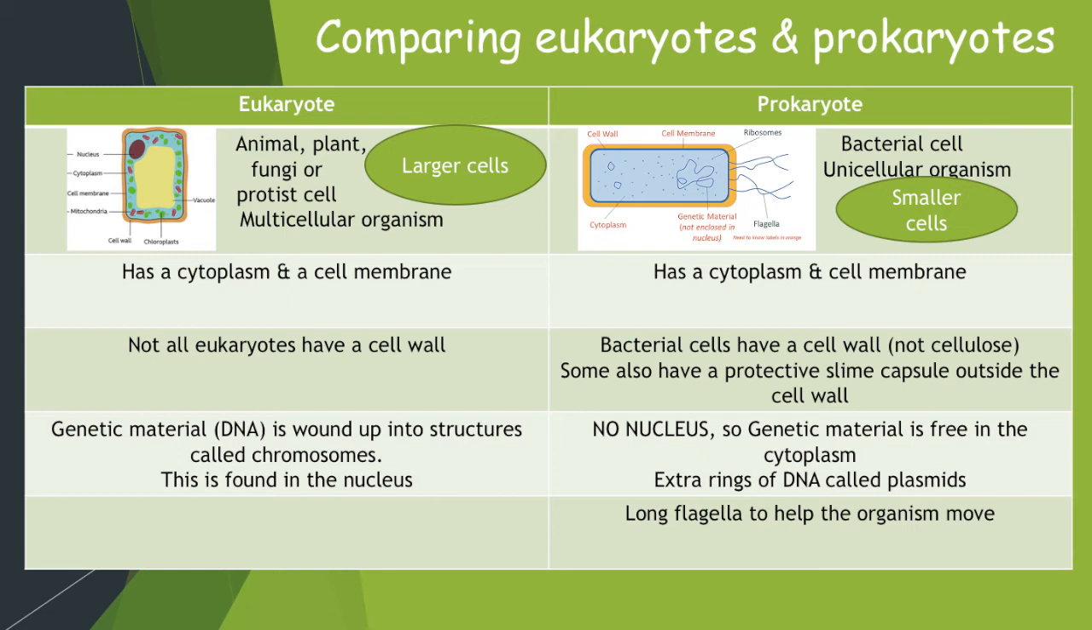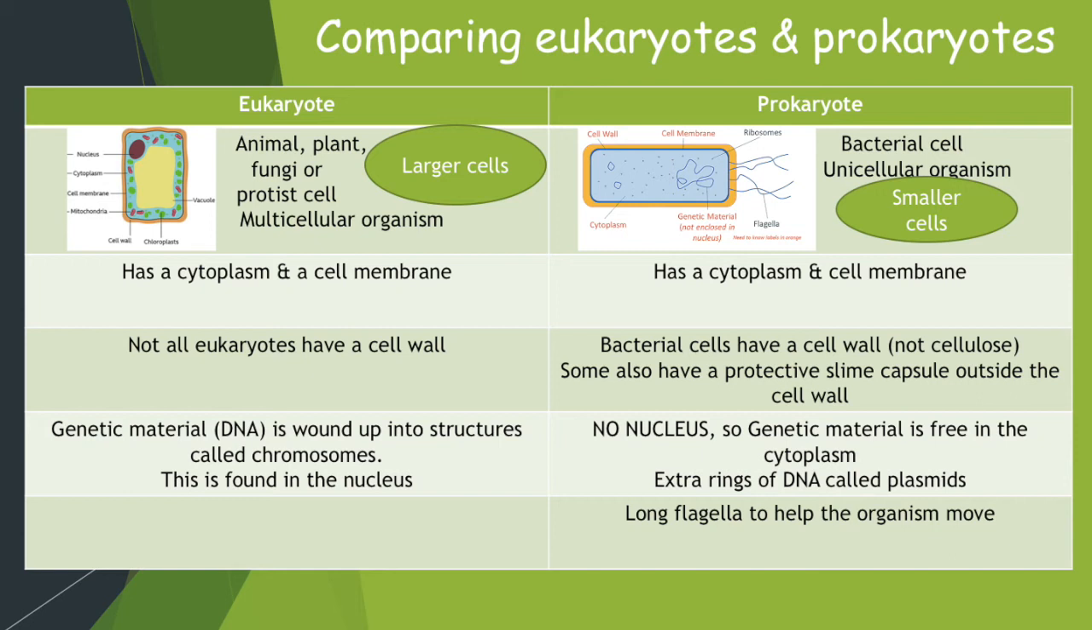So next you'd expect to find cytoplasm and cell membranes in both eukaryotes and prokaryotes. Not all eukaryotes have a cell wall. For example, we know that plants do, but animals do not. Bacterial cells do have a cell wall, however it's not made of cellulose. Some also will have a protective slime capsule that you'd find just outside of the cell wall.